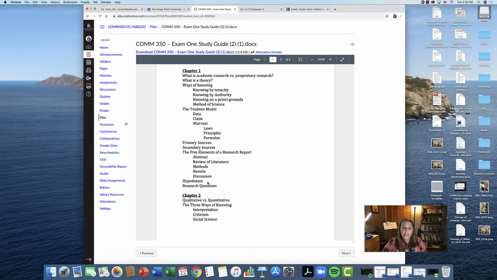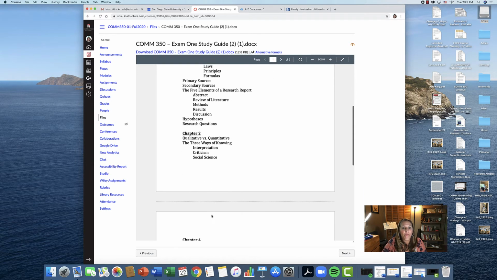So hypotheses are predictions about how two things might affect each other or what relationship two things might have. And a research question wants to question the effects or the relationship between two things as well. A hypothesis is a prediction, this just questions. Both of those are defined in the end of chapter 1 on page 14.